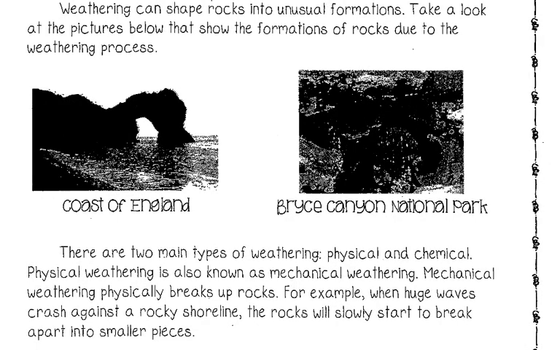So here we have the coast of England. See how the rocks are made like this little opening here and things like that. On your picture it should be easier to see. But then over here is Bryce Canyon. Now a canyon is kind of like where there's cliffs and things like that.